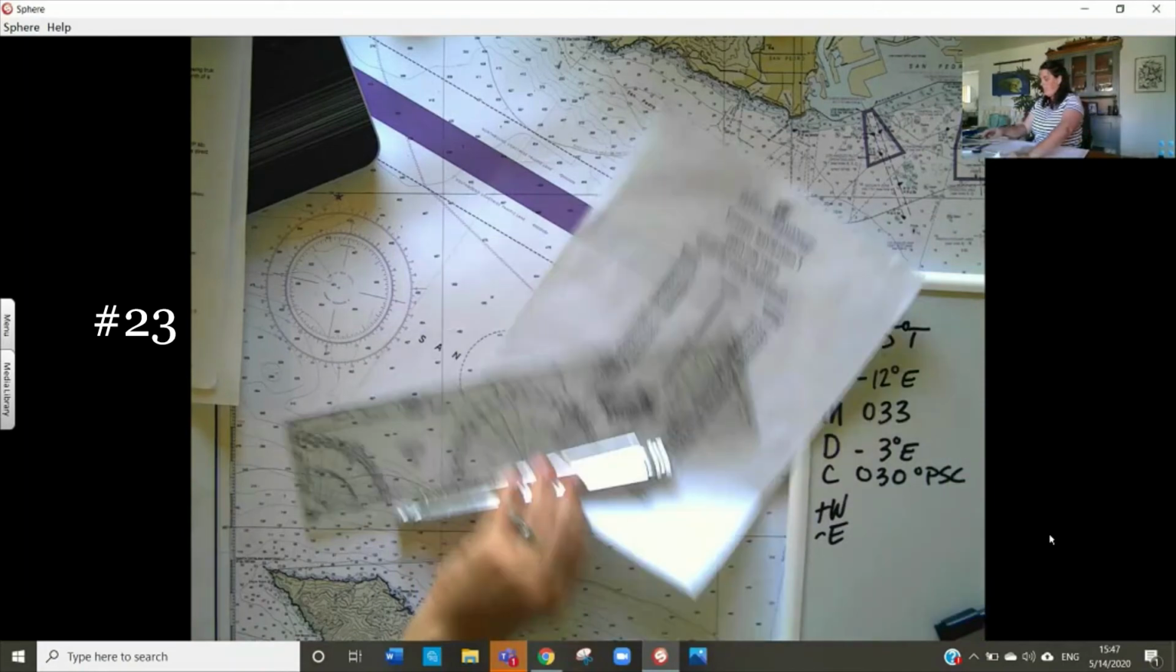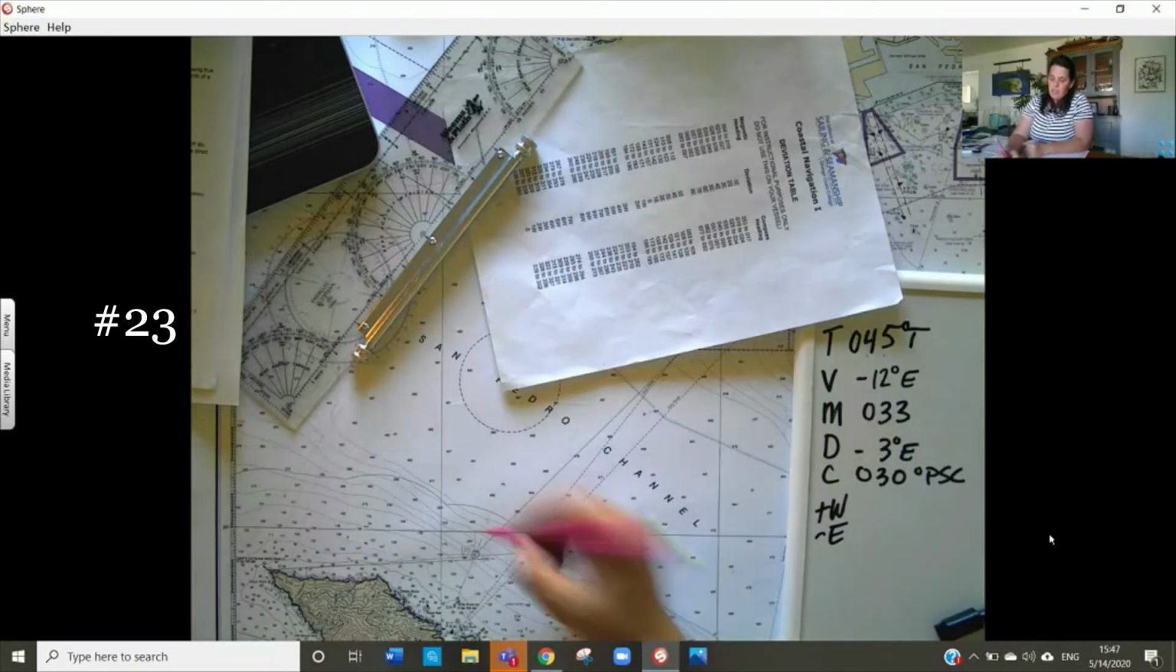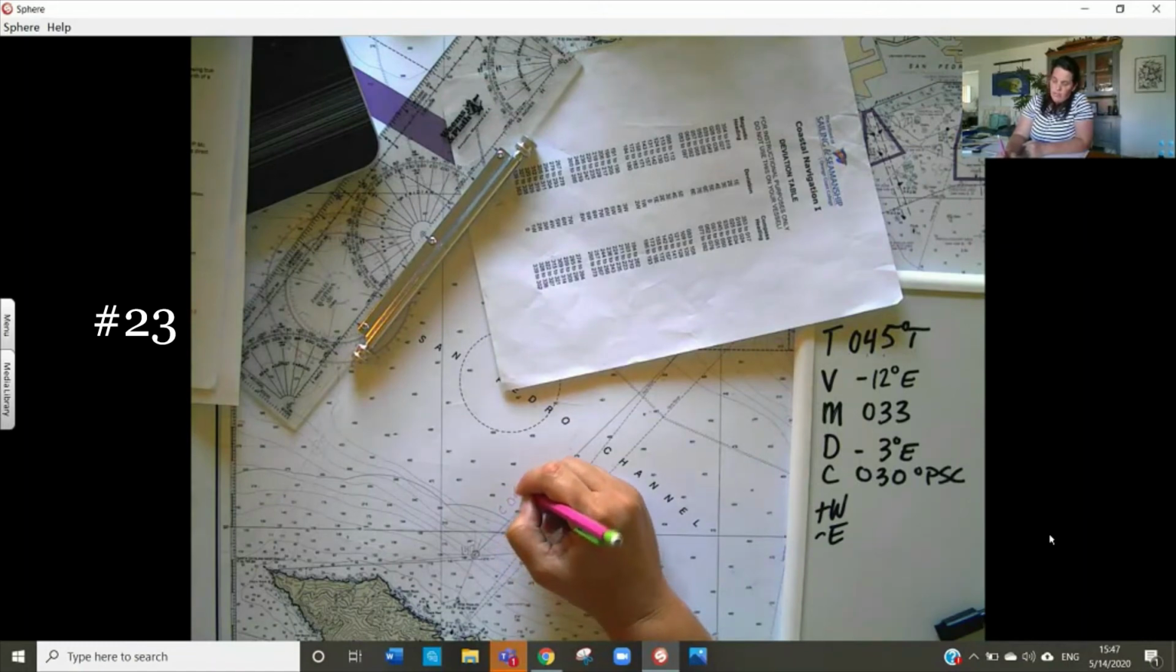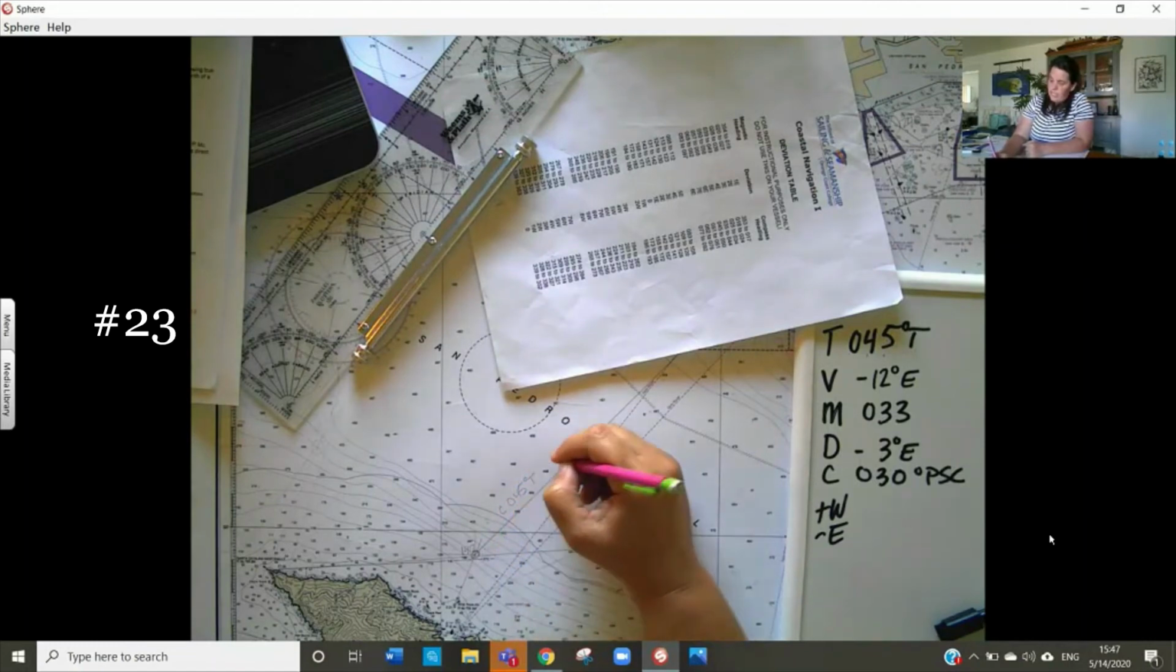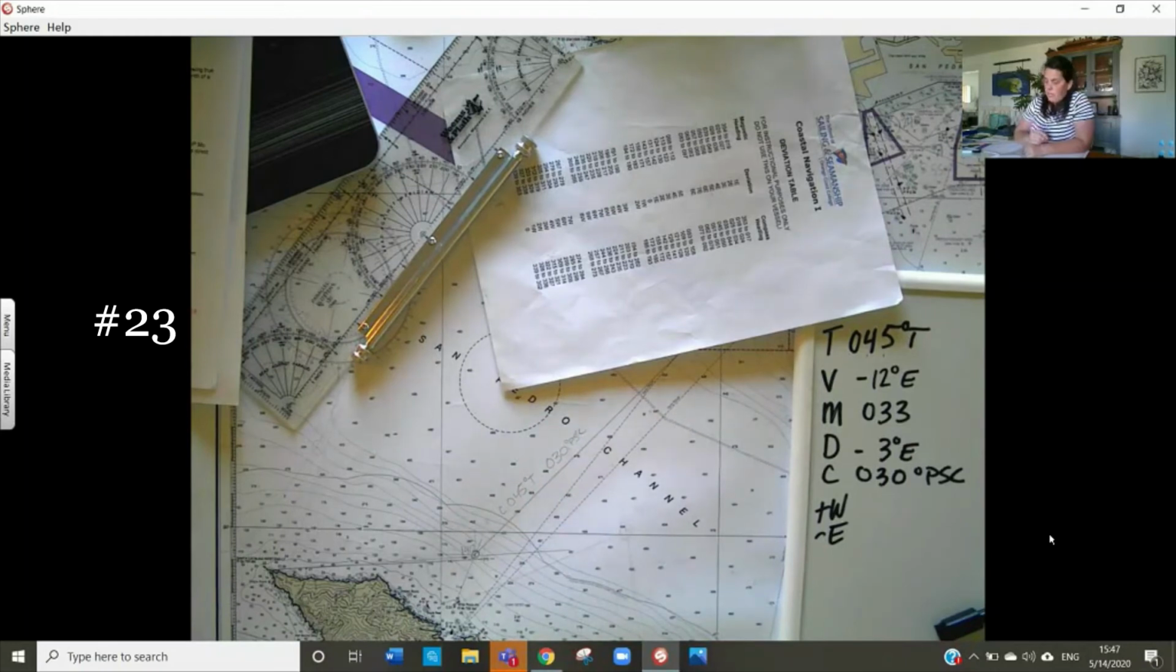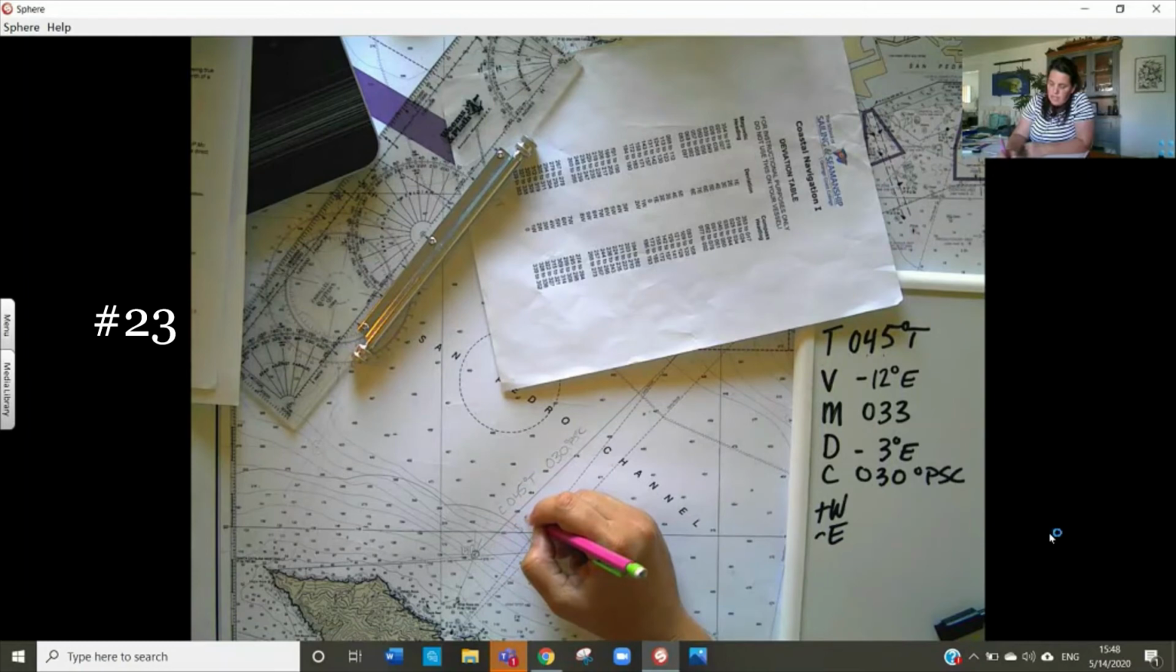So I could write in, I have a course of 045 degrees true and 030 degrees PSC. And I'm going at a speed of 5 knots.